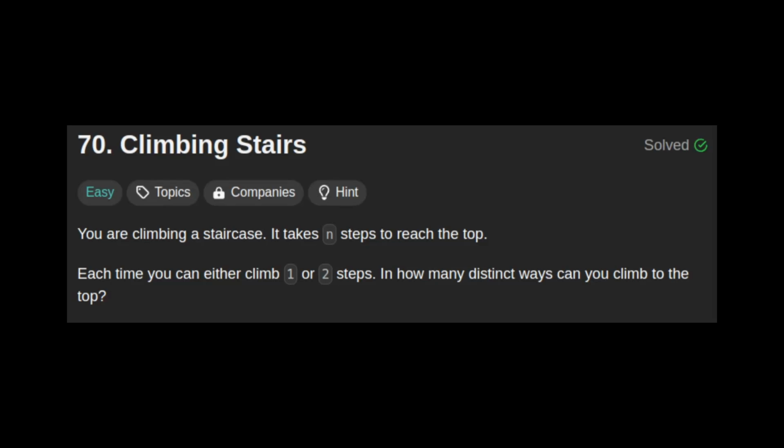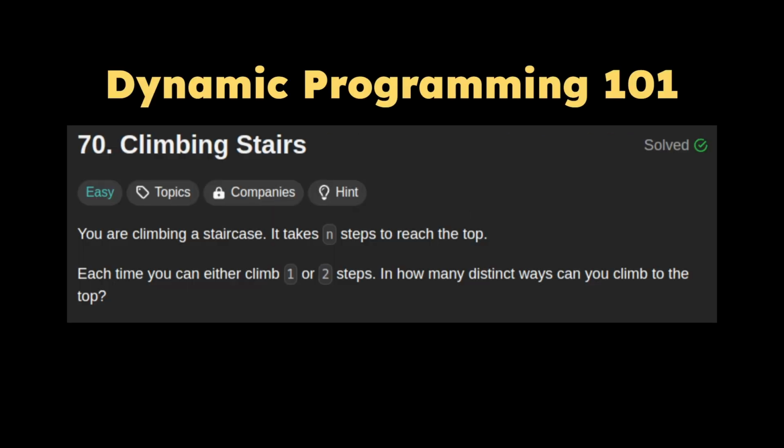Leetcode number 70, climbing stairs. If you're like, what the hell? How is this an easy problem? Well, that's because this is a textbook dynamic programming problem.